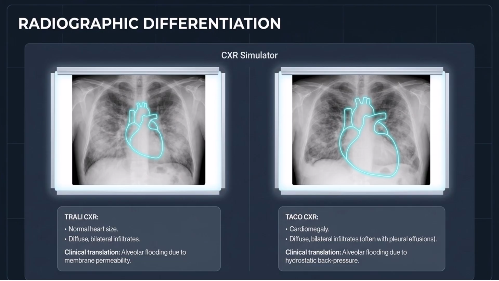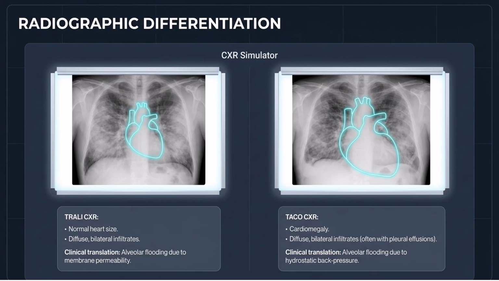This is the chest X-ray slide. So in the TRALI chest X-ray, left image, there is a normal heart size. This is a key radiological feature. The cardiac silhouette is not enlarged, and the cardiothoracic ratio is less than 0.5.